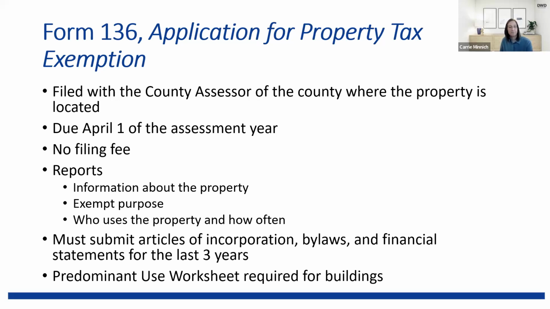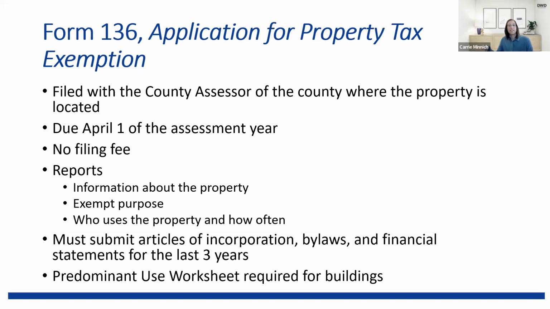Along with this exemption, you have to submit your articles, your bylaws, and financial statements for the last 3 years. If you are filing for an exemption from property taxes for a building, you also have to file a predominant use worksheet, which is a bunch of questions on the property, the square footage, and how much of the square footage is used for different purposes. So it does take a little bit of work.